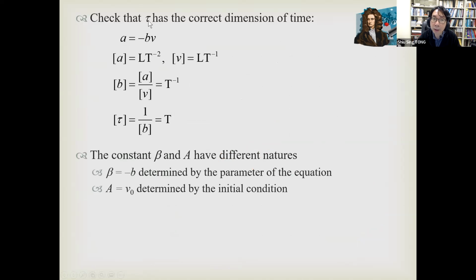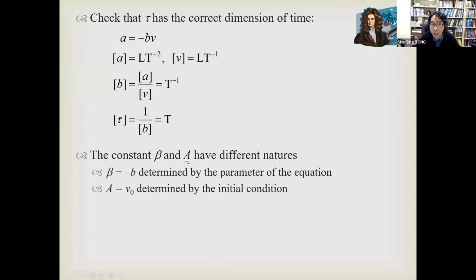And I can check that tau actually has the correct dimension of time. How do we check it? We go back to this equation. For this equation, the dimension of a is LT to the minus 2, the dimension of acceleration. The dimension of v is LT to the minus 1, meters per second. So the dimension of b is the dimension of a divided by the dimension of v. If I divide these two dimensions, I get a dimension of the inverse of T. So that means 1 over b has a dimension of time, which we defined as tau. Okay, so that is the idea. So that means tau has a dimension of time.